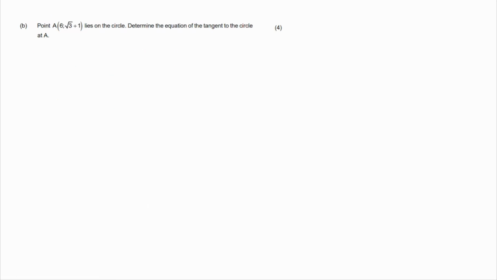Cool, not too bad. They say that this point lies on the circle. Determine the equation of the tangent to the circle at A. Interesting. So we need the equation of the tangent to the circle at A. So we have a point.